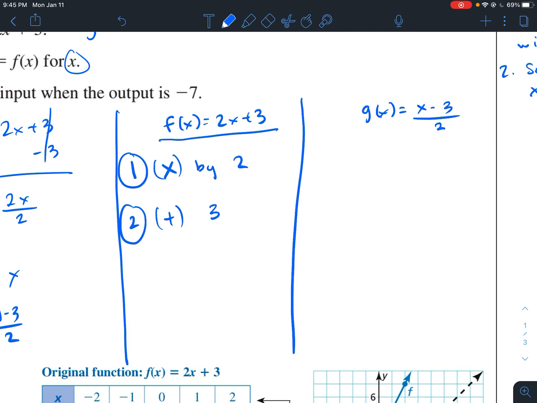Now let's talk about the right side. Notice on the right side, first thing that's happening to the x is that we are subtracting 3. Subtracting 3. And the second thing that's happening is we are dividing by 2.